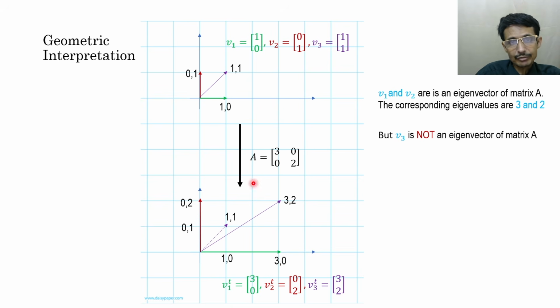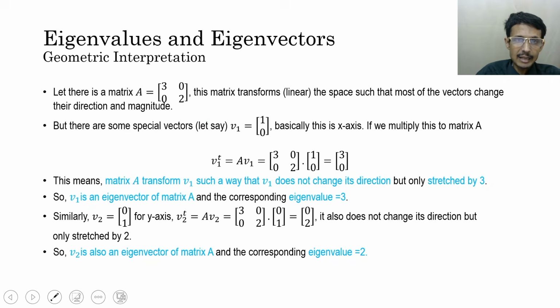But if you consider another vector, (1, 1), and multiply it with this matrix, the vector becomes (3, 2). So there is a change of direction, so this is not an eigenvector. So V3 is not an eigenvector of the matrix. V1 and V2 are the eigenvectors, with their corresponding eigenvalues. So that is the basic interpretation, and this is the basic understanding.